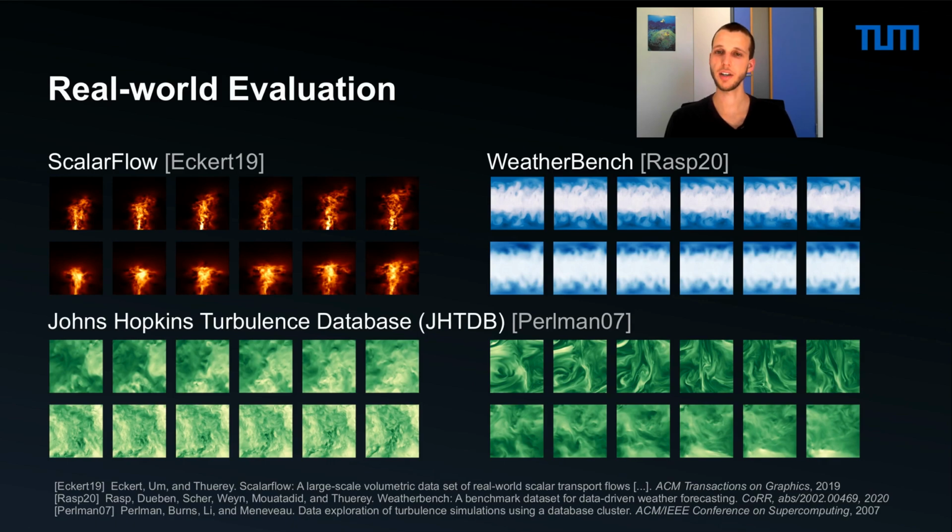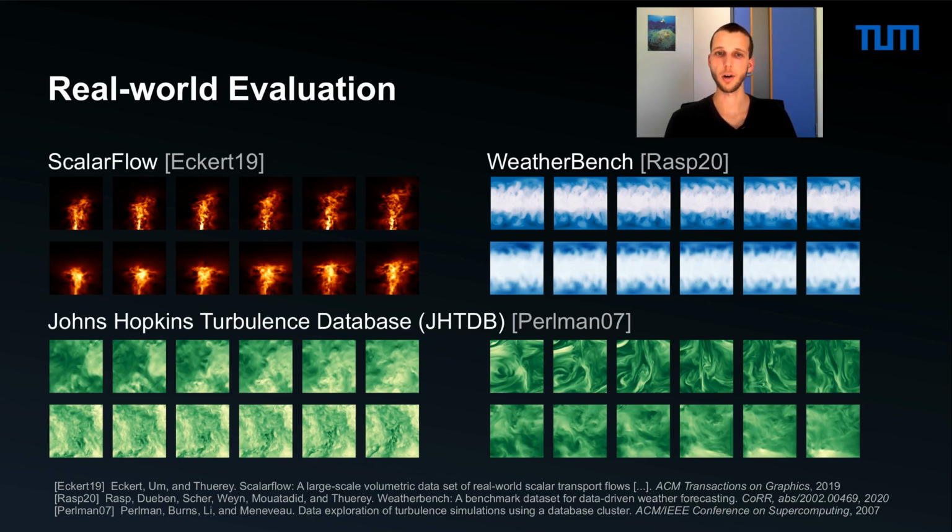To come back to the initial data, we have had a look at three different real-world data repositories consisting of transport flows that are captured via a multiple view reconstruction. This is the scalar flow data set on the top left. Then we have measured atmospheric quantities, for example, temperature or geopotential on the top right from WeatherBench, and turbulence velocities computed via direct numerical simulation or DNS from the Johns Hopkins turbulence database at the bottom here.